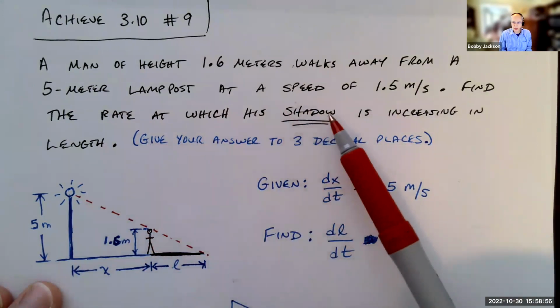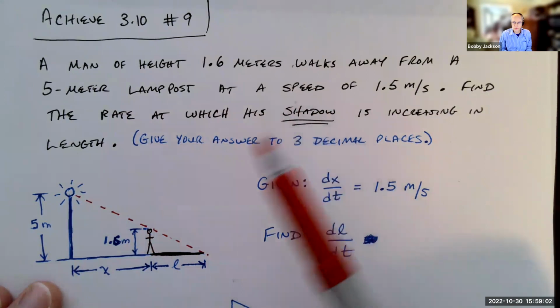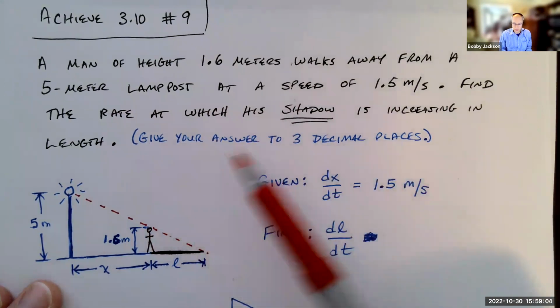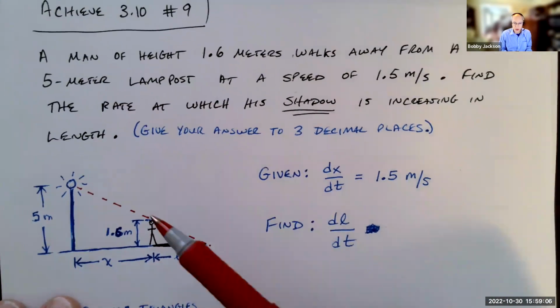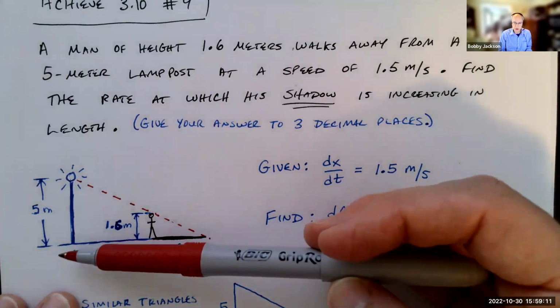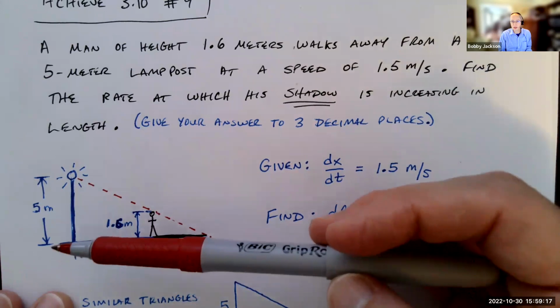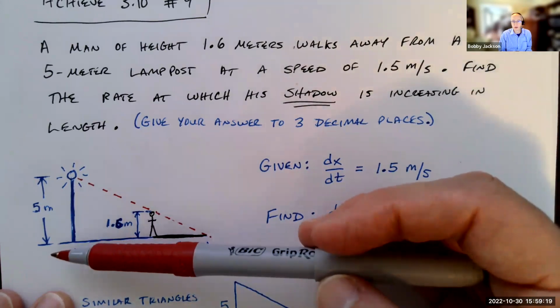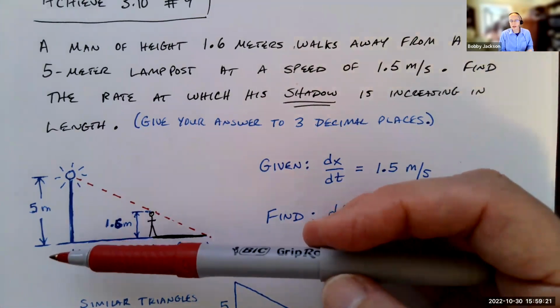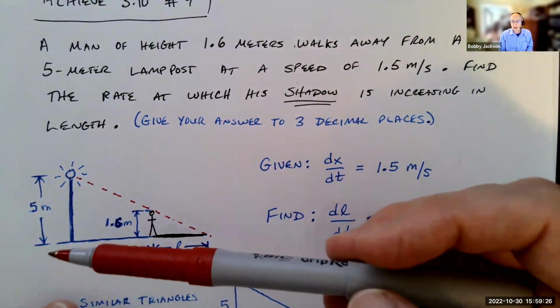So real important that you note that we're looking for the rate at which his shadow is lengthening. That's important. And then we're going to give our answer to 3 decimal places. Okay. So I've recreated the diagram here, and I've added some variables to it, which you should do. Anytime we're going to start using a variable, X, Y, L, T, whatever, with the exception of T for time, you need to clearly define what that variable is. You need to state it either in writing words or just labeling the diagram. And that's what I've done.